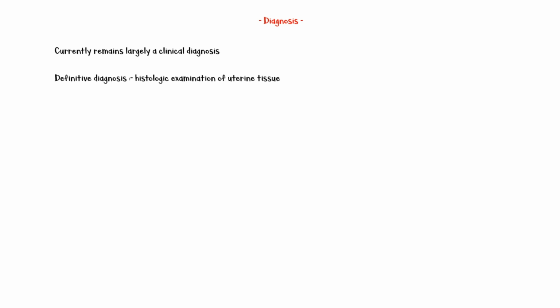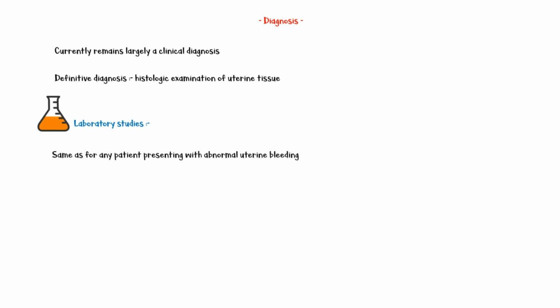Adenomyosis currently remains largely a clinical diagnosis. Definitive diagnosis of the condition requires a histologic examination of uterine tissue. Laboratory studies are the same as for any patient presenting with abnormal uterine bleeding and include evaluation for anemia, thyroid and pituitary function, evaluation for bleeding disorders and sexually transmitted infections if indicated.